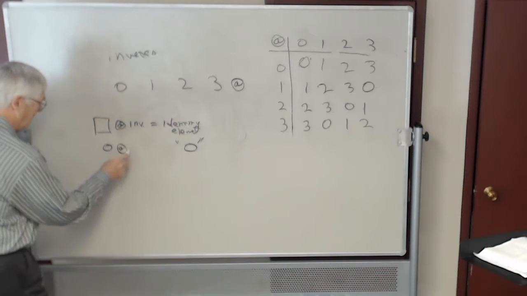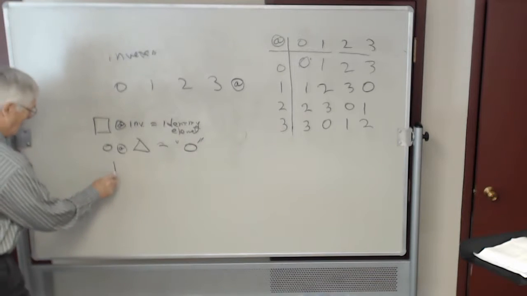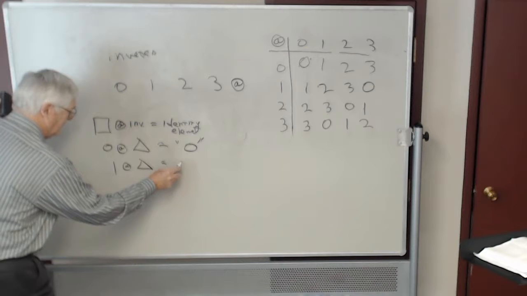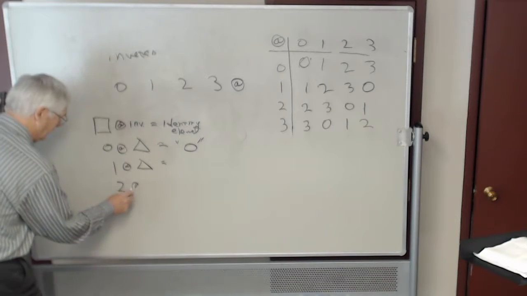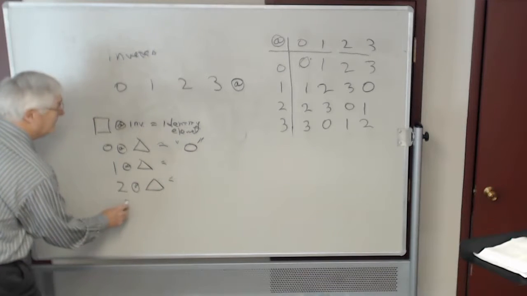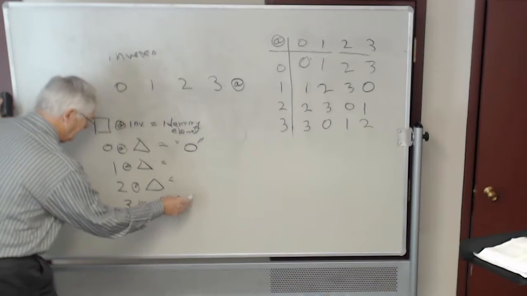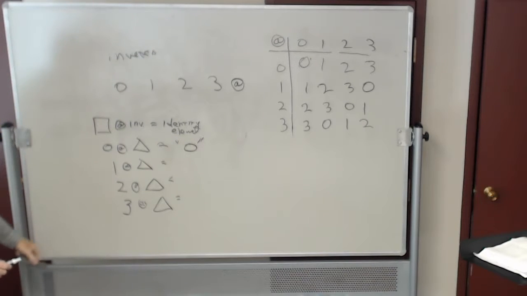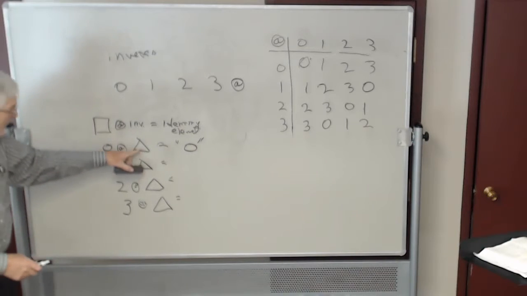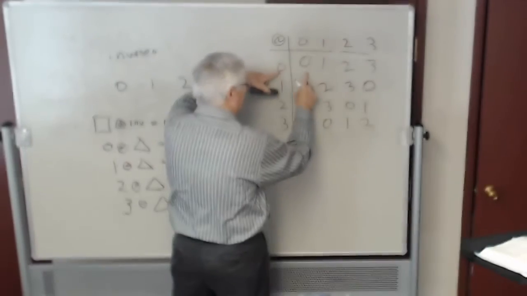0 at what equals 0? 1 at what equals 0? 2 at what equals 0? And 3 at what? See what I'm doing? I'm making up problems here. And this little triangle is going to be the inverse. 0 at what equals 0?